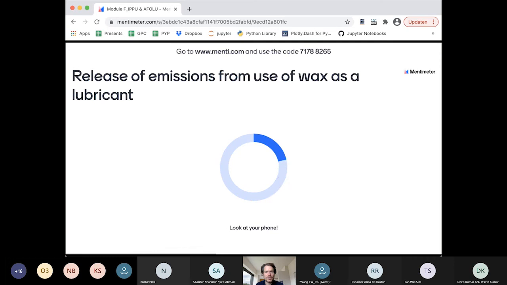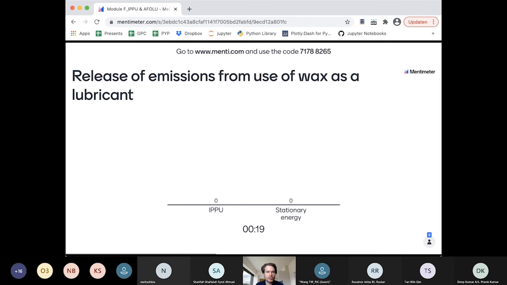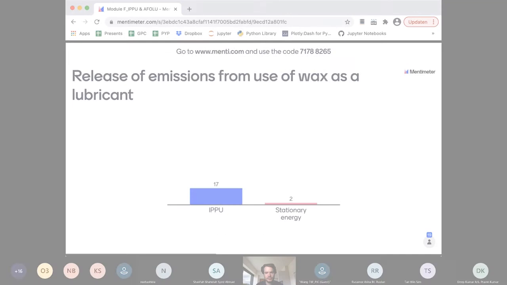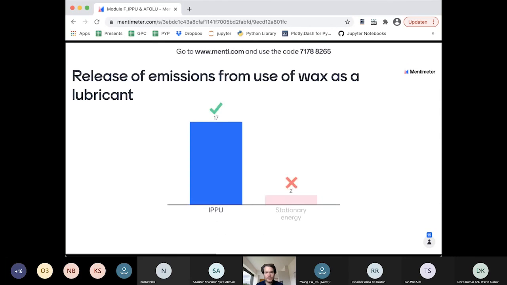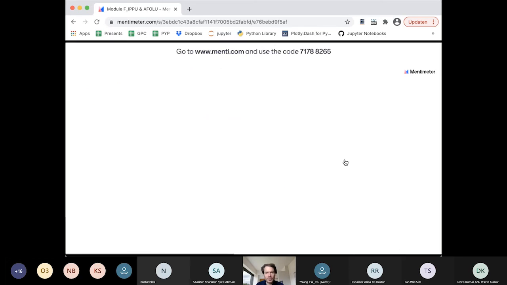Release of emissions from use of wax as a lubricant. Okay, correct. And the answer is in the question. It's use of wax as a lubricant, and a lubricant is an industrial product use. So correct. Okay, I think we've got one more question in this round, and then we can have a look at the interim scores. Yeah, final question for this round.